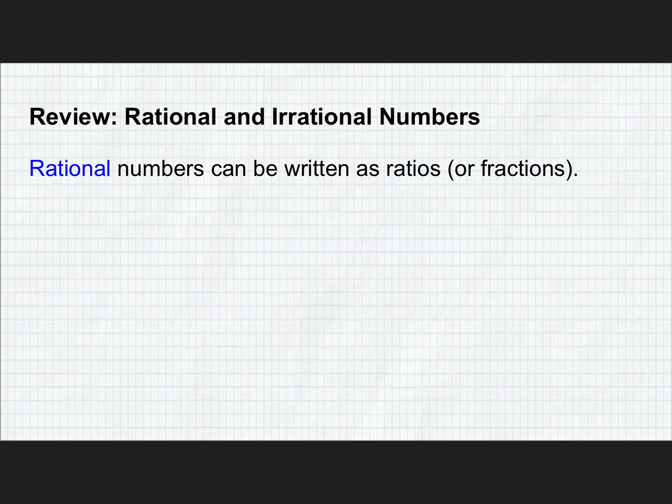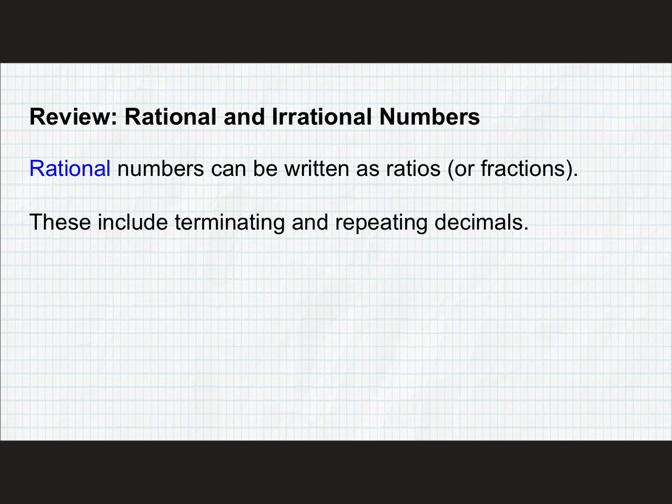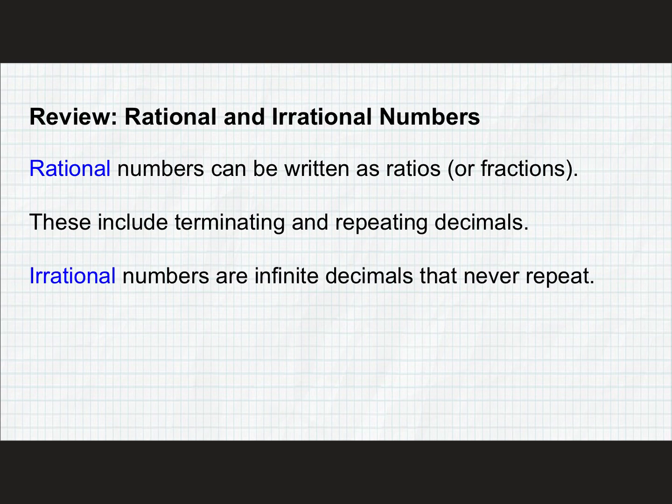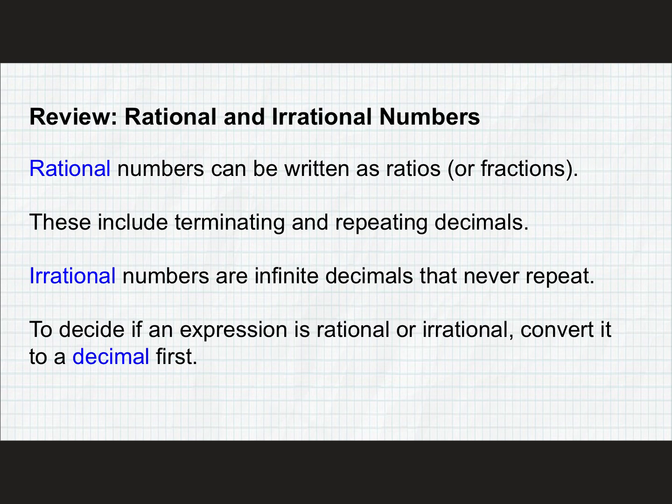Let's start off with a little bit of review of rational and irrational numbers. Remember, rational numbers can be written as ratios or fractions. These include terminating as well as repeating decimals. Irrational numbers, on the other hand, are infinite decimals that never repeat. Therefore, if we want to decide if an expression is rational or irrational, we can convert it to a decimal first.